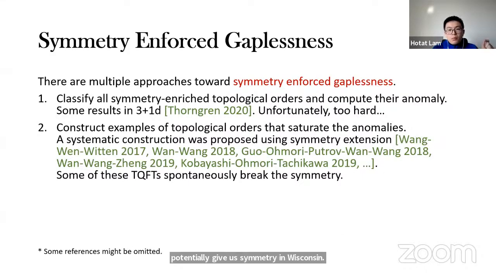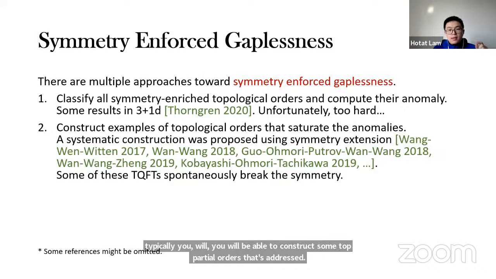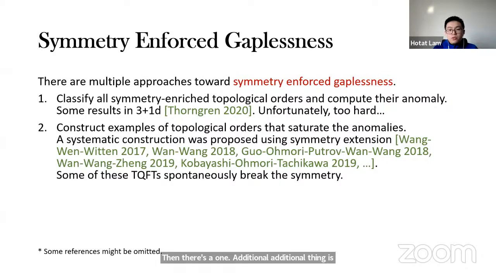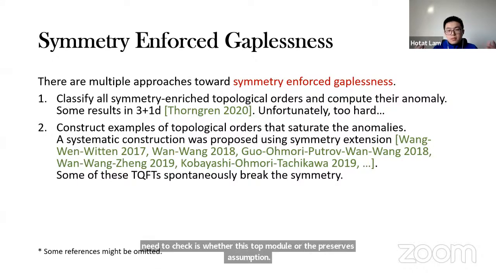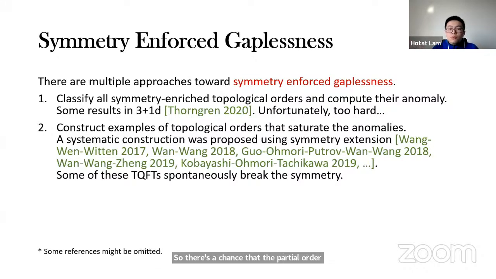One comment is that in these constructions, typically you will be able to construct some topological orders that saturate the anomaly. But then there's one additional thing one needs to check, which is whether this topological order preserves the symmetry or not. There's a chance that the topological order might spontaneously break the symmetry. Okay, so this is the second approach, which is complementary to symmetry-enforced gaplessness.